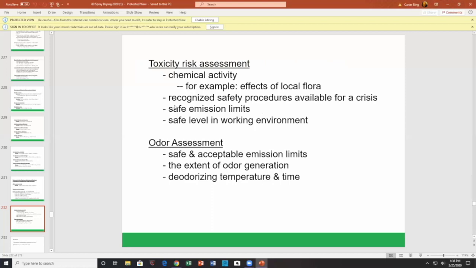Local fauna. Recognize safe procedures available in a crisis, safe emission limits, safe levels of working environments. Safety and exception limits, extent of odor generation, deodorizing, and temperature.